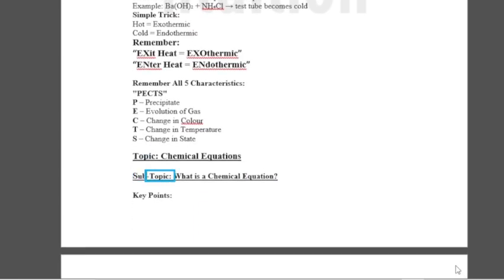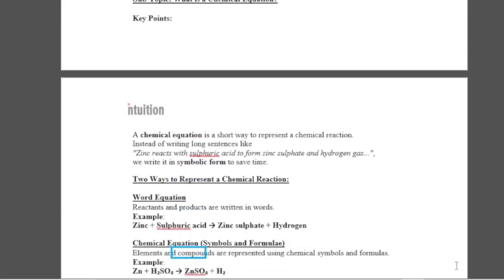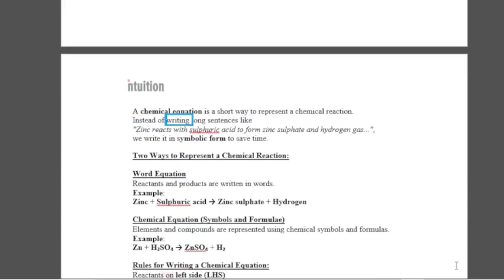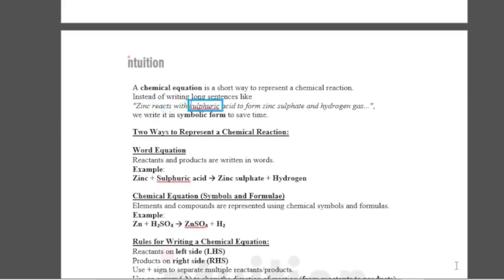Topic: Chemical equations. Subtopic: What is a chemical equation? Key points. A chemical equation is a short way to represent a chemical reaction. Instead of writing long sentences like, zinc reacts with sulfuric acid to form zinc sulfate and hydrogen gas, we write it in symbolic form to save time.